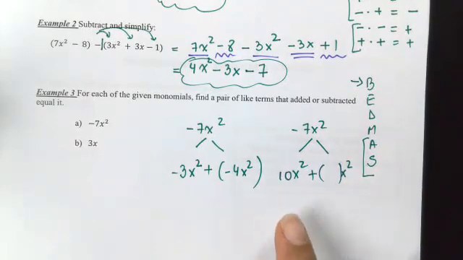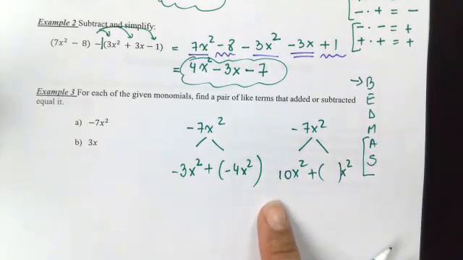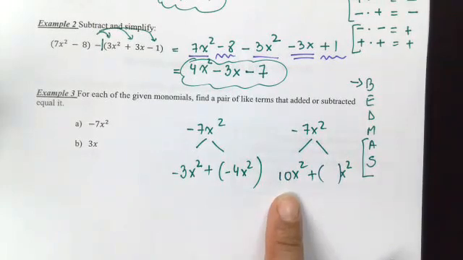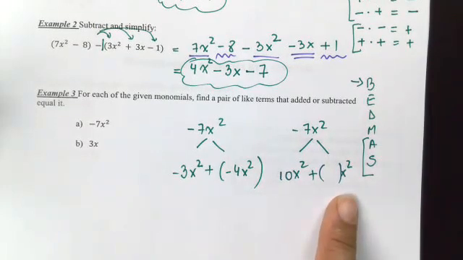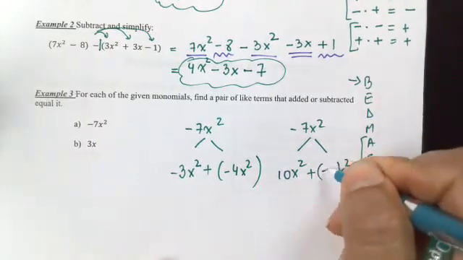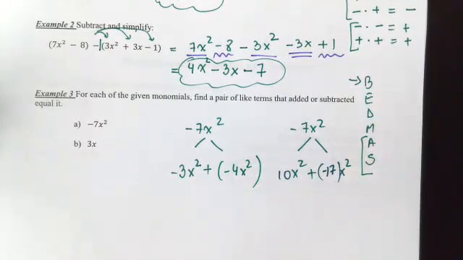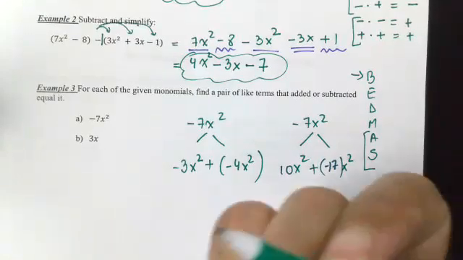Now we're going to leave the 10 because that's okay. You can start with anything you want. So you said 10x squared is the first one. Now, what do we have to add to 10x squared to get our negative 7? Nope. Negative 17, that's right. Make sense? Okay. Now let's do part B.